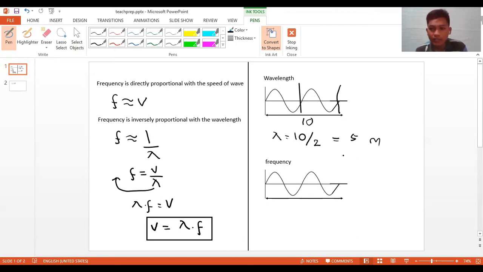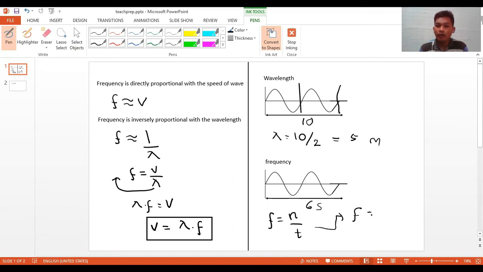Regarding the frequency, the equation is F equals the number of waves divided by time. For example, here, from the origin until the end takes 6 seconds. So for the frequency here, we can calculate it.